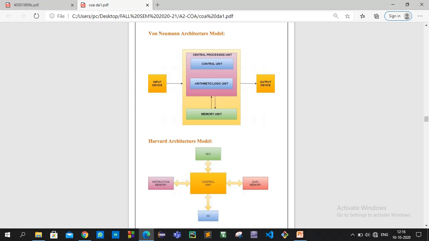These are the block diagrams of von Neumann architecture and Harvard architecture. The von Neumann architecture model I got from the slides which I referred to for module 1 and module 2 preparation, and the Harvard architecture model I found from Tutorials Point. So again I used the draw.io site, which is a very easy tool to draw these architecture models.